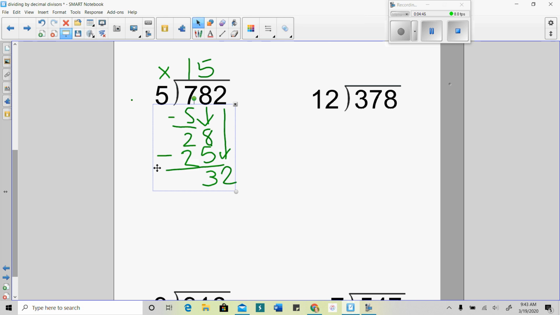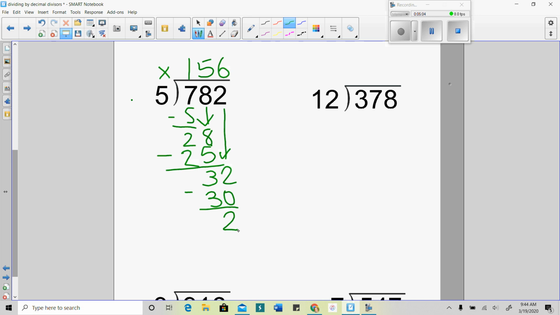Get that to pop off there. It doesn't want to. Okay, and then 5 will go into 32 6 times. Take away 30. I'm left with 2. So I get to this point, I've run out of numbers. That normally would be my remainder, but I want to keep going.